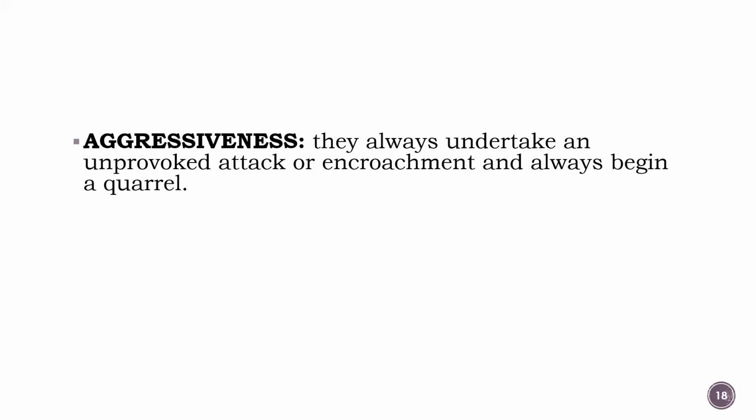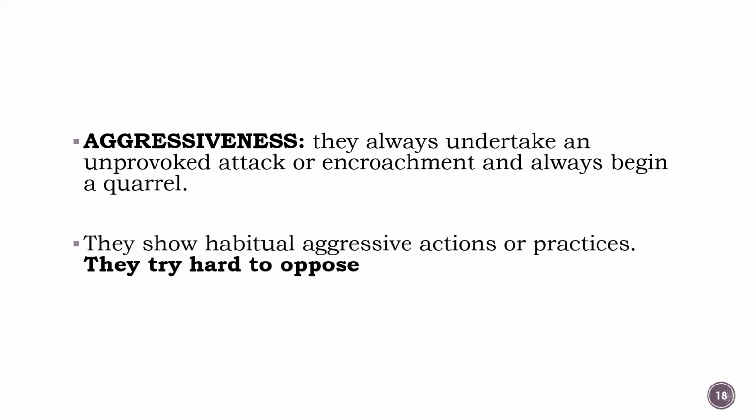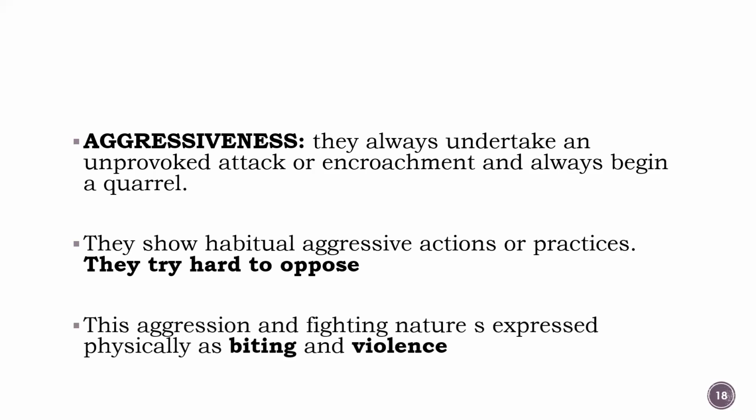They always undertake an unprovoked attack or encroachment and always begin a quarrel. So they're more quarrelsome people, like Nux vomica, which is also quite quarrelsome, and even Ferrum you can think of. They show habitual aggressive actions or practices. They try hard to oppose. The aggression could be active or passive. Both aggressions are seen. Physically, this aggression is seen in the form of biting and violence. You can think of Solanaceae, Belladonna, Stramonium, all those.